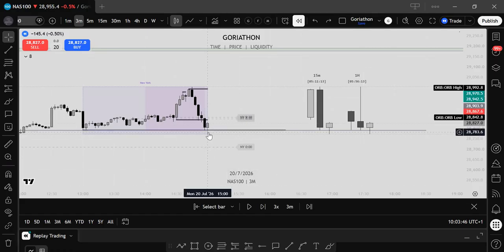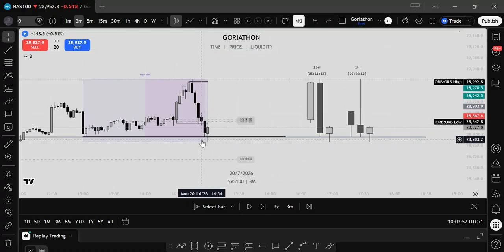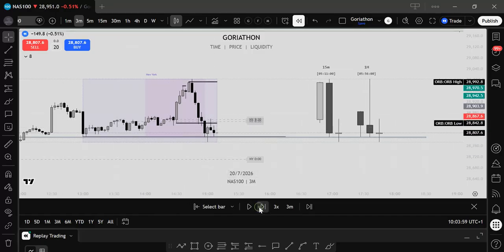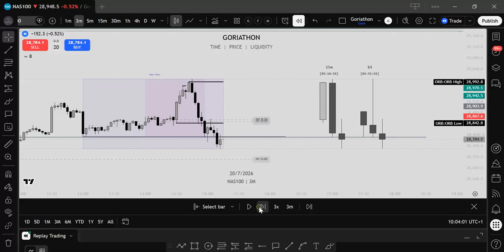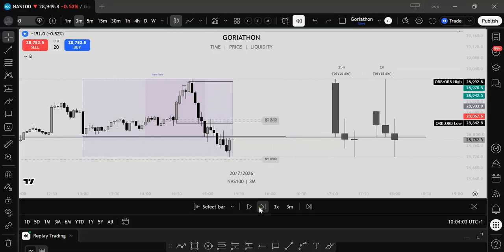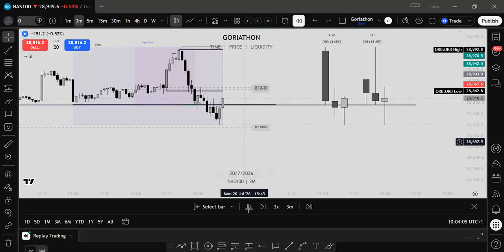Now you see price breaking below, right? Price breaking below. Now what do we expect? Reacting at this key level as well, right? M15. Now we expect a reversal, so we're patiently waiting for some sort of confirmation.